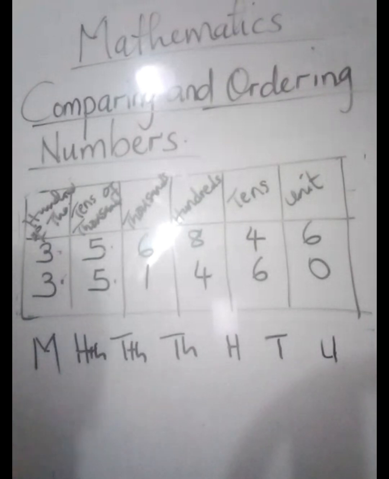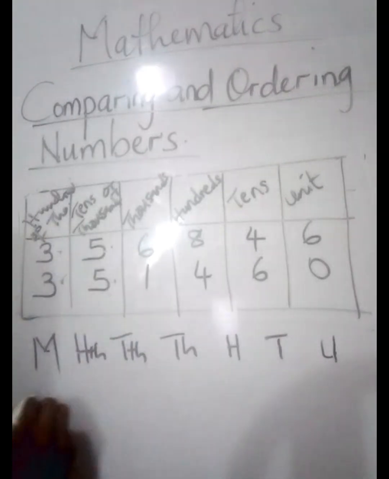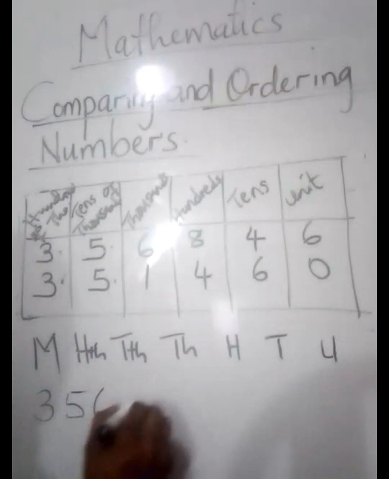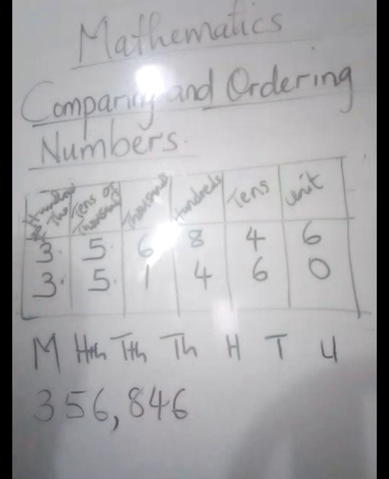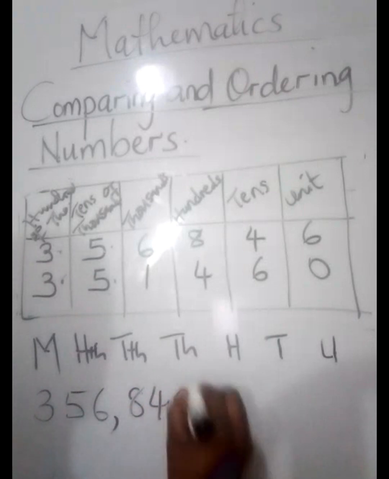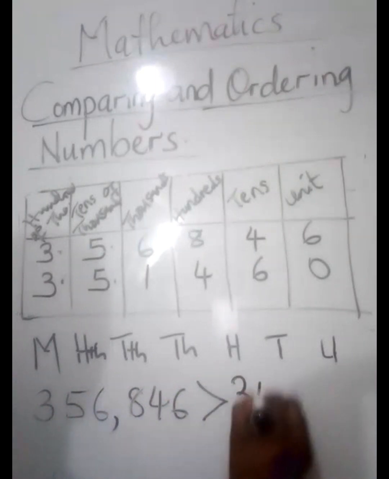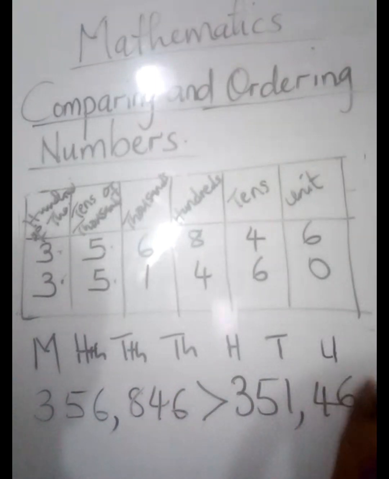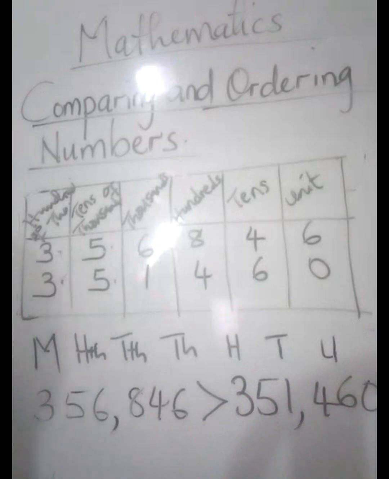I don't think it's necessary. So you have that this number, 356,846, is larger than 351,460. And that brings us to the very significant symbol that we use to show numbers when we are comparing them. Now look at the marks. I will just quickly show us the marks and then give us some numbers to work on. So you have this. I hope it's clear enough. Can we see that?